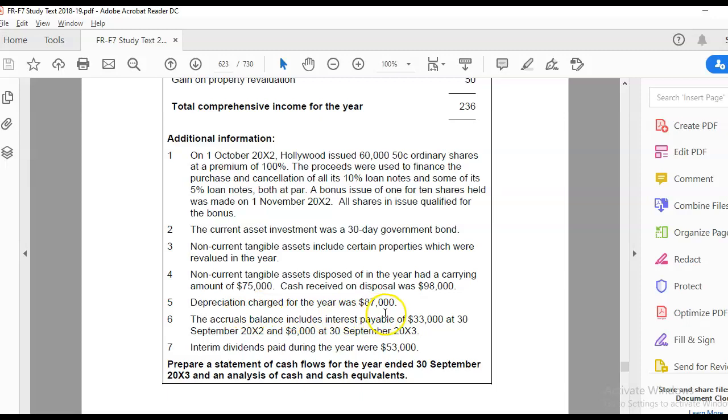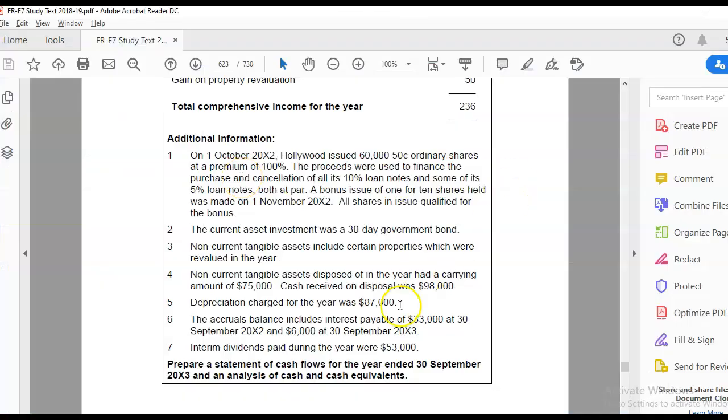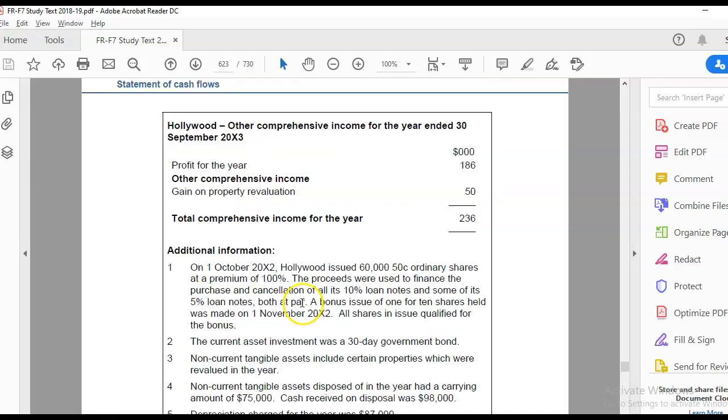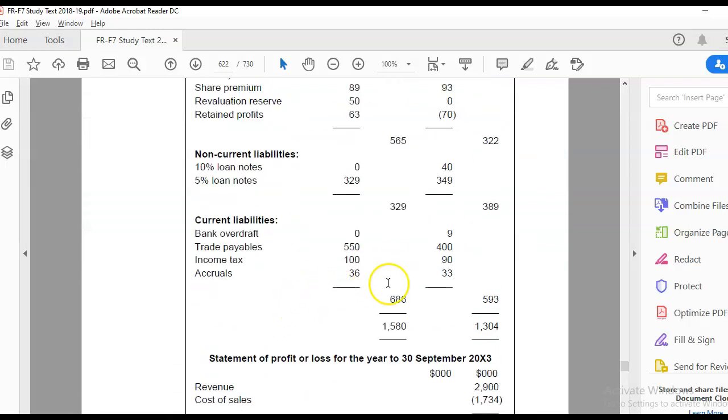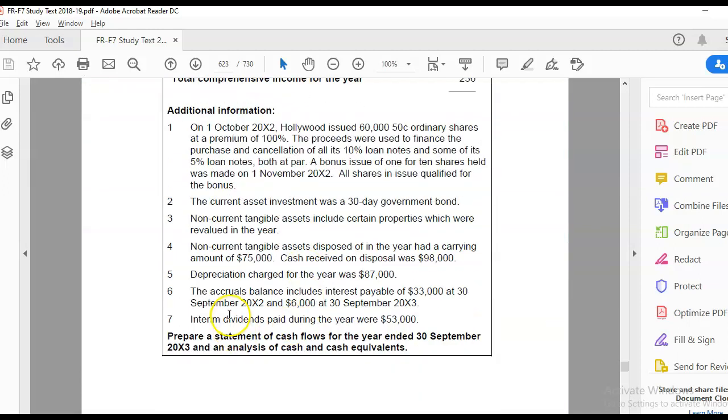Further, the depreciation charge for the year was 87. I know that the 290 was arrived at by charging this non-cash expense of 87. So remove the impact, add back. The accruals balance includes interest payables of 33 at 30th September 2006. Okay, this has already been catered for. There is an accruals balance in the balance sheet, which means some payables, and this includes an interest element also. So I've already catered for the interest element. However, there would be something remaining that would be other types of payables. We'll cater for them later. Next.